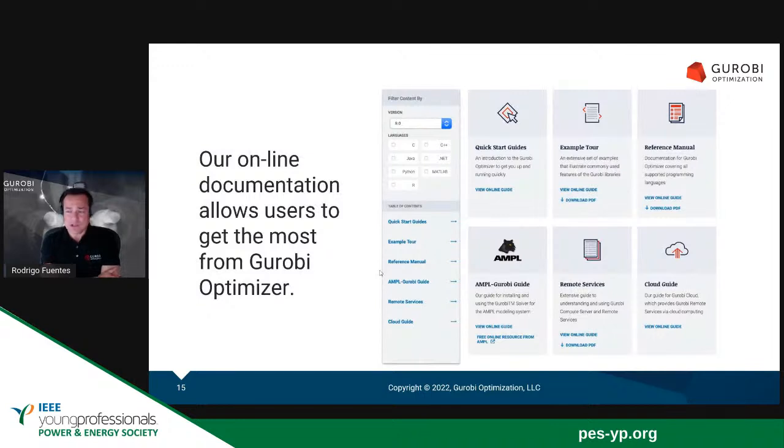I want to talk about the resources that you have at your disposal to use Gurobi. So if you go to our website, gurobi.com, we have a lot of documentation there. We have quick start guides. We have different examples and different programming languages. Of course, there's a reference manual. We have guides to set up the token server. We have an AMPL Gurobi guide for whoever uses AMPL. I don't think we have a guide for GAMS, and I'll make a reference to that. But our APIs are really well documented, and there is a lot of information.